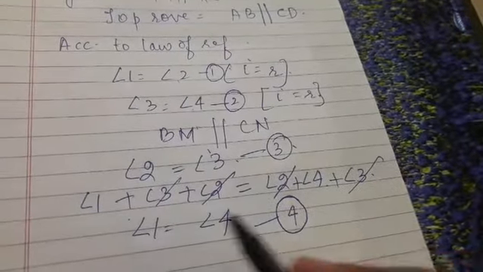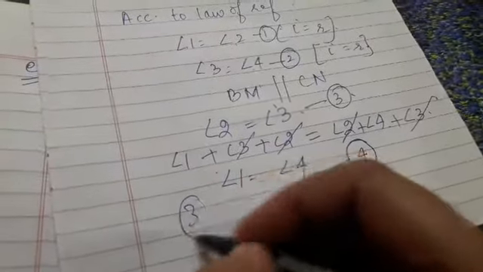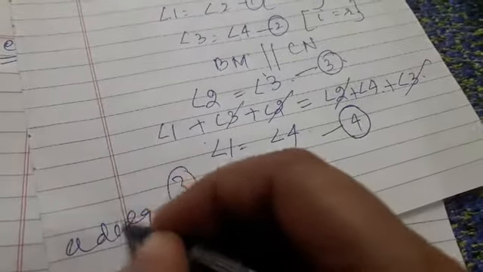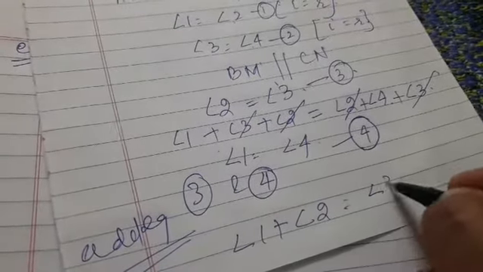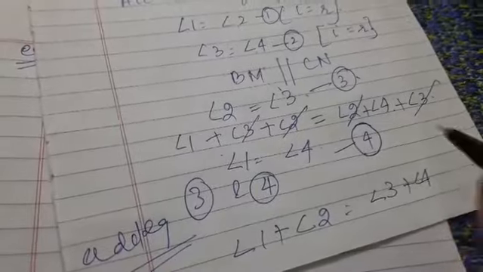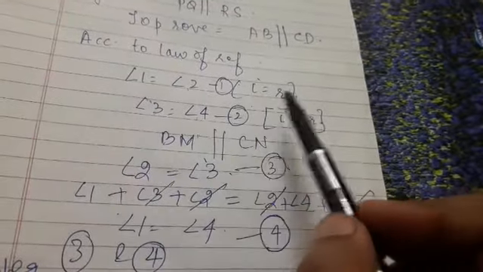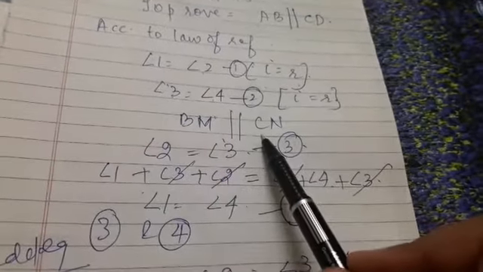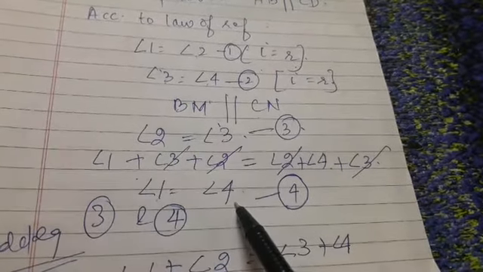Now I will again add equation 3 and equation 4. When I add equations 3 and 4, I will get angle 1 plus angle 2 is equal to angle 3 plus angle 4. Understood what I have done? These are the two equations for i is equal to r, then 2 is equal to 3 because the two lines are parallel to each other. Then when I add the three equations, I get angle 1 is equal to angle 4.